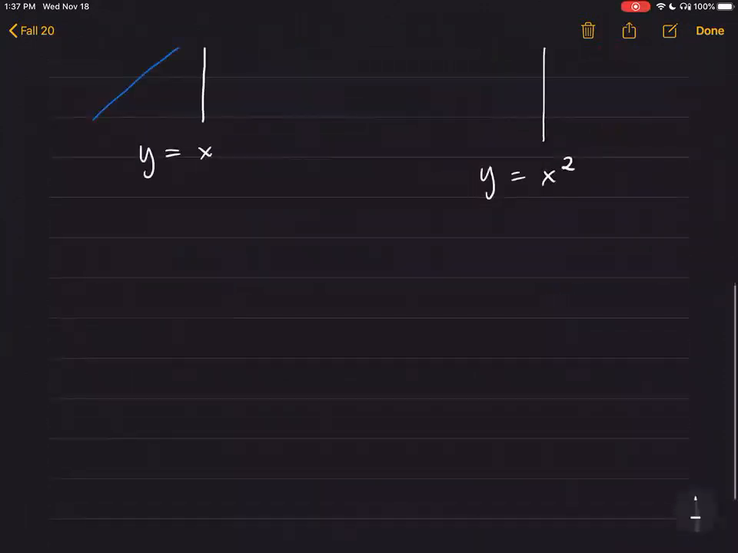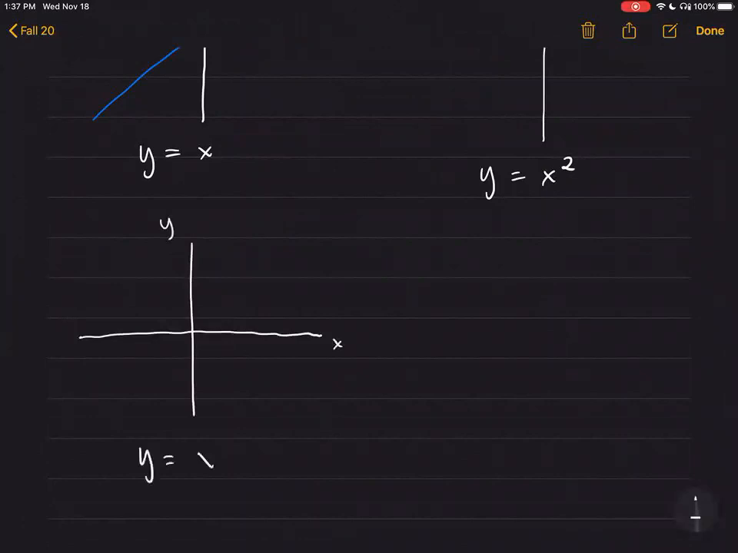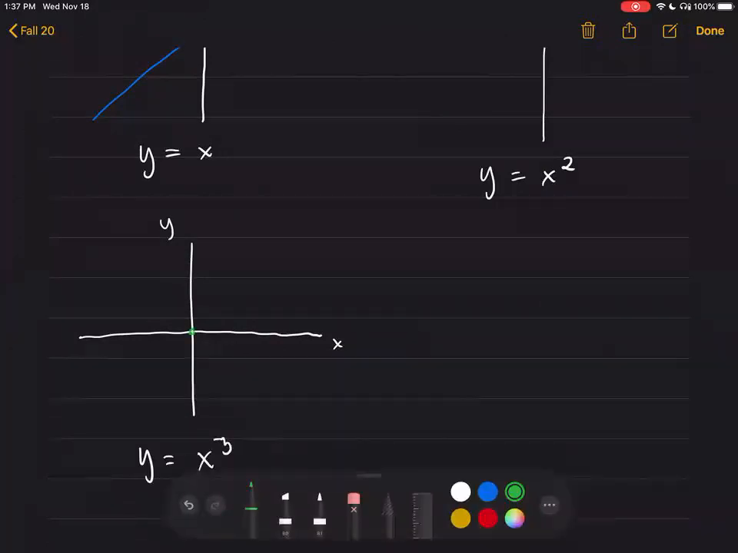Cool. As we keep increasing degrees, we have a basic cubic here. So that's y equals x to the 3rd. And that kind of looks like this. I don't like that second line. There we go.